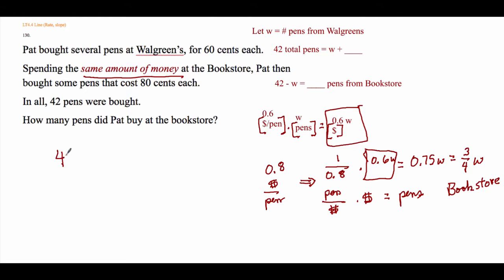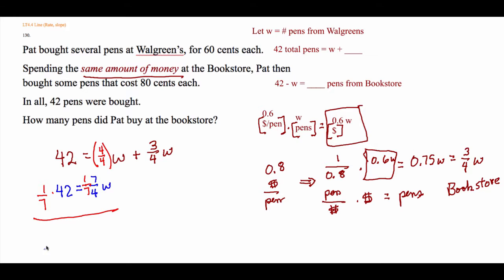So the total pens is 42, and if we add 1 W plus 3/4 W, I have to get a common denominator here. I'll do 4 over 4. I'm going to have 7/4 W is equal to 42. And we can isolate the variable by doing the inverse operation. We'll start by dividing by 7, or multiplying by 1/7. Multiplying by 1/7 is the same as dividing by 7, folks.